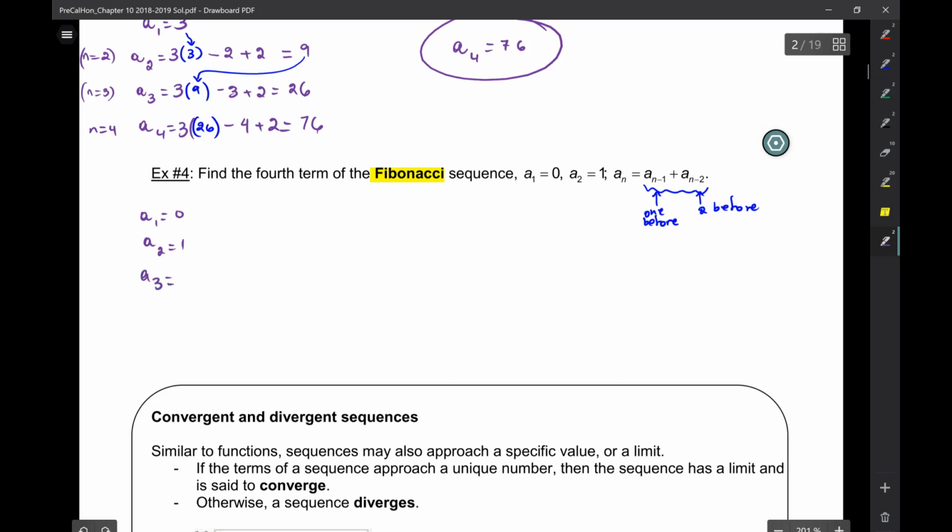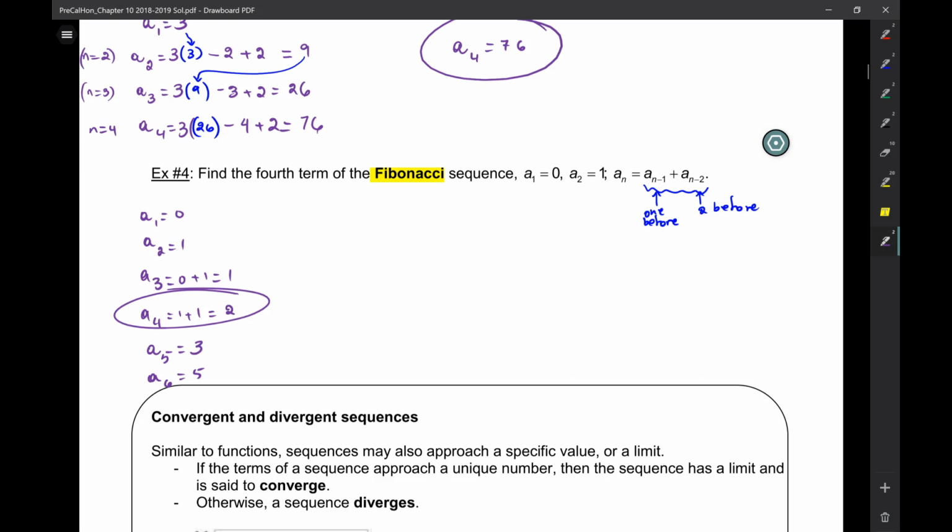A3, we have to add the 2 that came before it. 0 plus 1, 1. A4, the 2 before it. 1 plus 1, 2. Right? So what's A5? Let's just continue. What's A5? 3. What's A6? 5. Right? Here we wanted A4, but we went a little bit before. We went a little bit more.